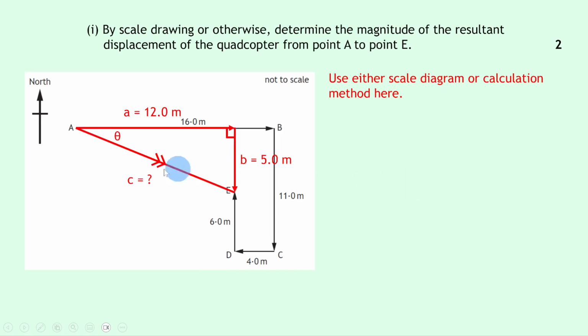And then to find the hypotenuse C, we can use Pythagoras, so that's C squared equals A squared plus B squared. Substituting in the numbers gives 12.0 squared plus 5.0 squared, which is equal to 169. And then to get C on its own, we can take the square root of both sides, so the square root of 169 is 13.0 metres.